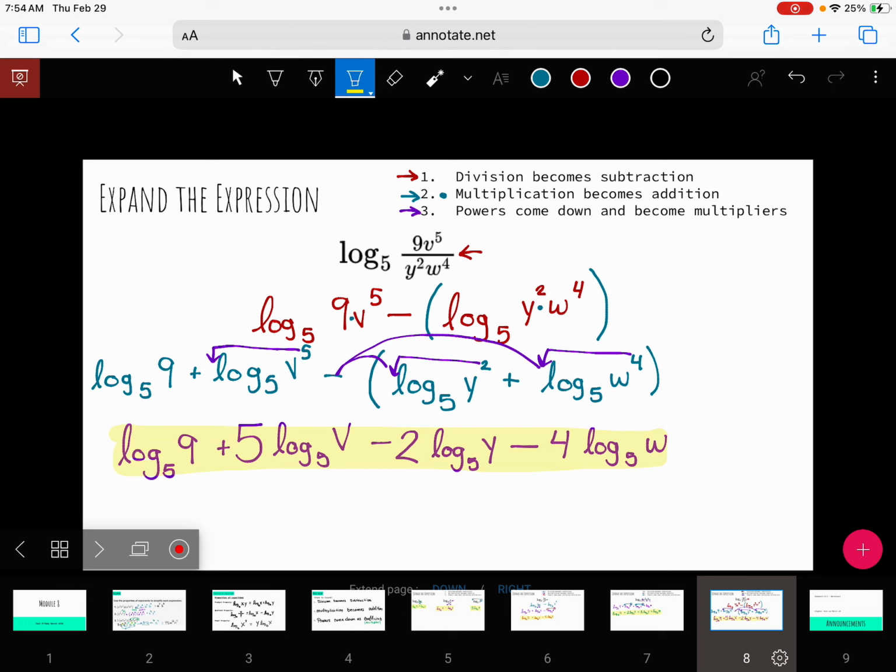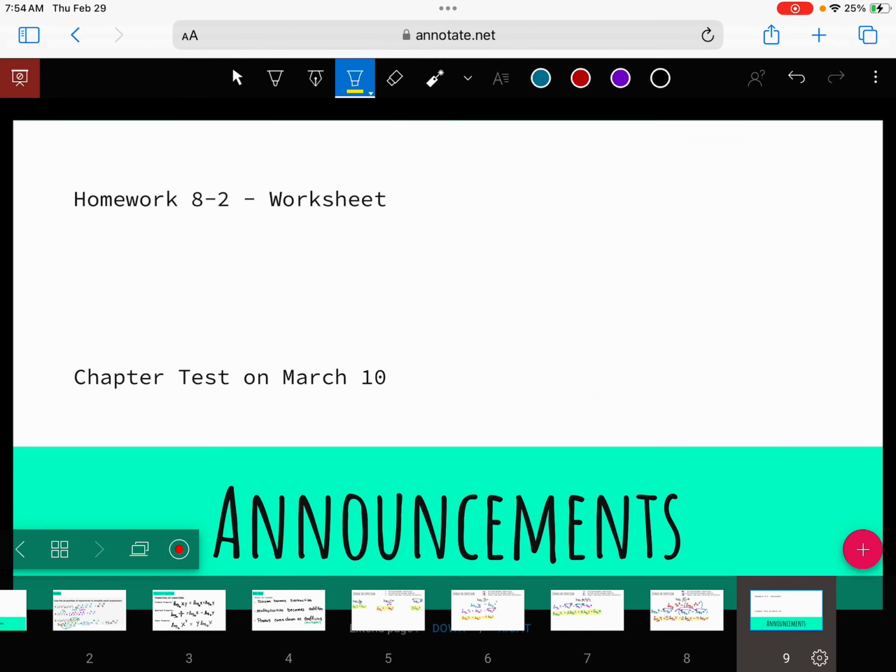Tomorrow we're going to work with all these properties again. We're just going to go the other direction. So I'm going to give you big long ones, and we're going to shrink them back down into the teeny tiny single log. It's called condensing. So I'm going to give you homework 8-2. It has expanding and condensing and some solving. So this is for today and tomorrow and Monday.